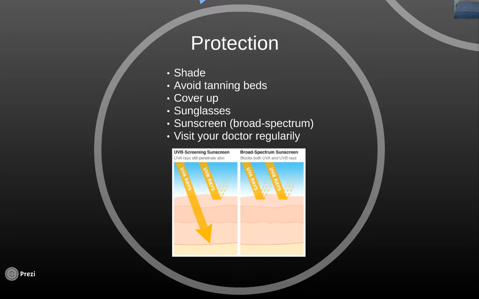Protection against UV radiation is very important to use both indoors and outdoors. You can protect yourself by finding shade, by avoiding tanning beds, by covering up, by using a blanket or a hat, by wearing sunglasses to protect your eyes, by wearing broad spectrum sunscreen, which blocks both UVA and UVB rays, and by visiting your doctor regularly. By doing all these, it can help reduce your risk of developing skin cancer.